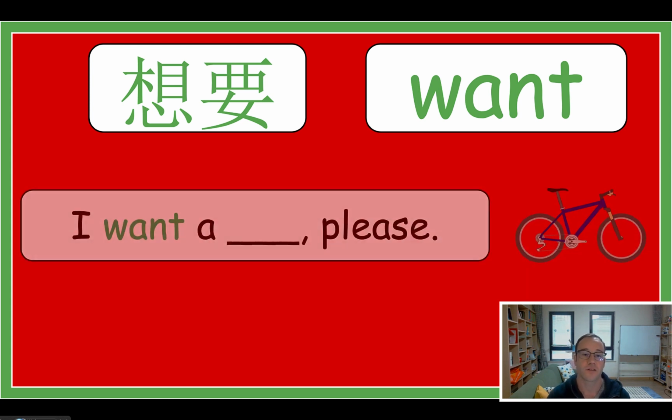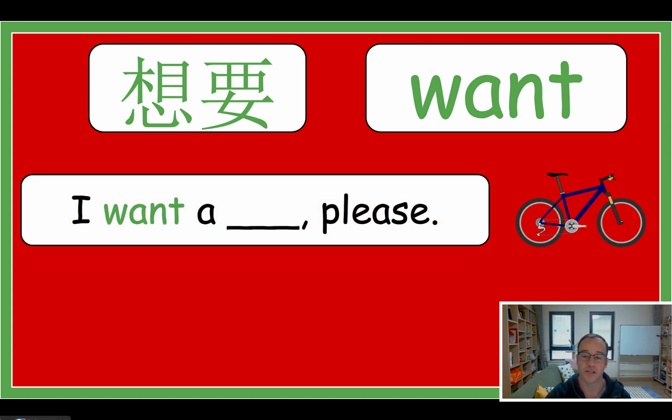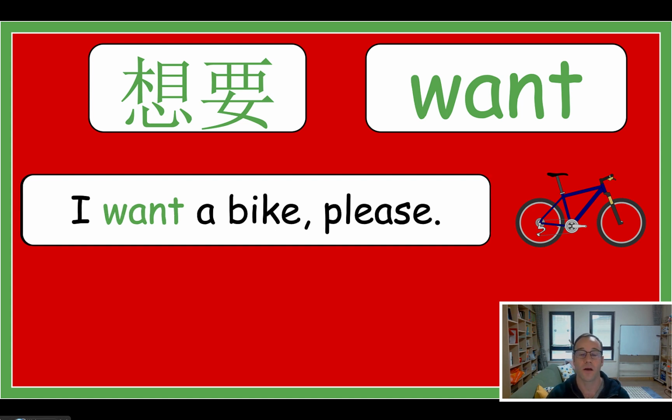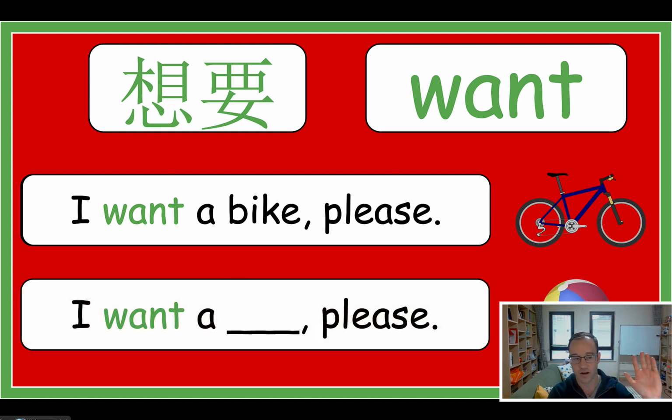Okay. So here, I want, and here they just have to fill in whatever the word was. In this case, it's a bike. So I want a bike, please. Make sure the whole class is saying it. You can have an action for it. I want a bike, please. You can have some sort of actions. When I show it here, I call on students to tell me what it is.